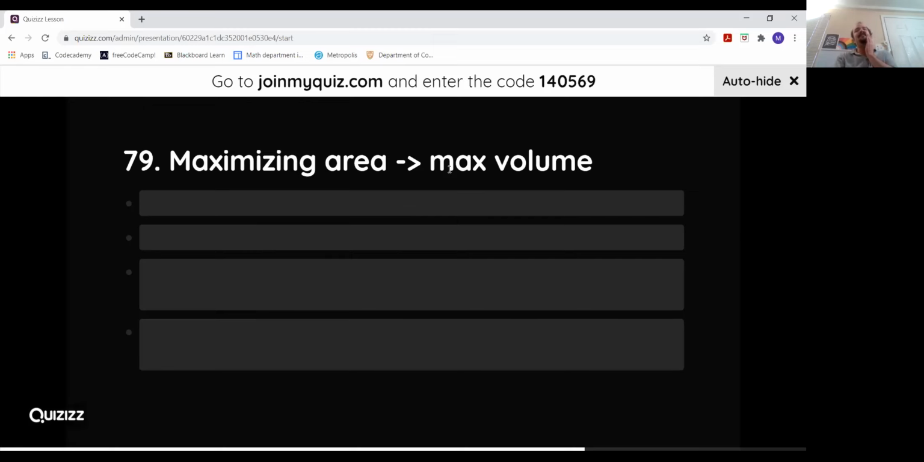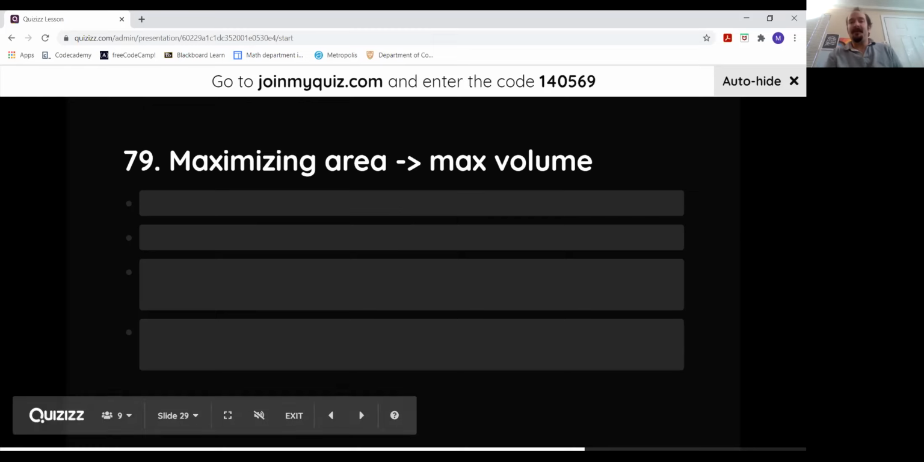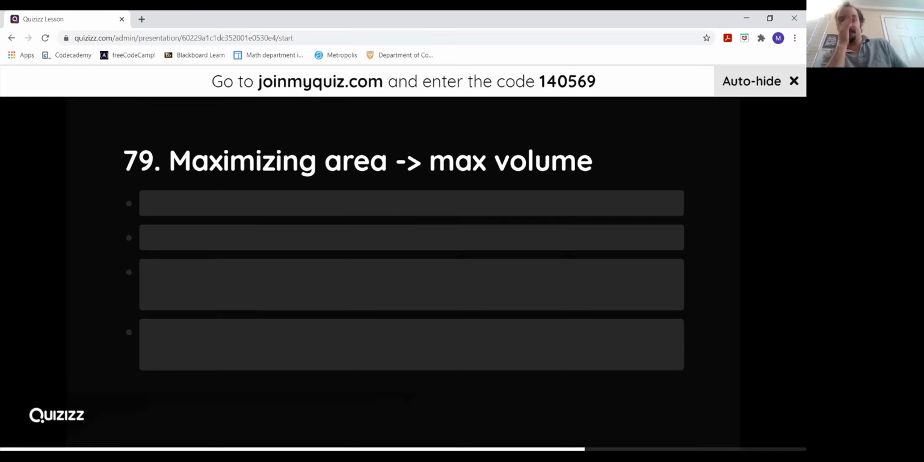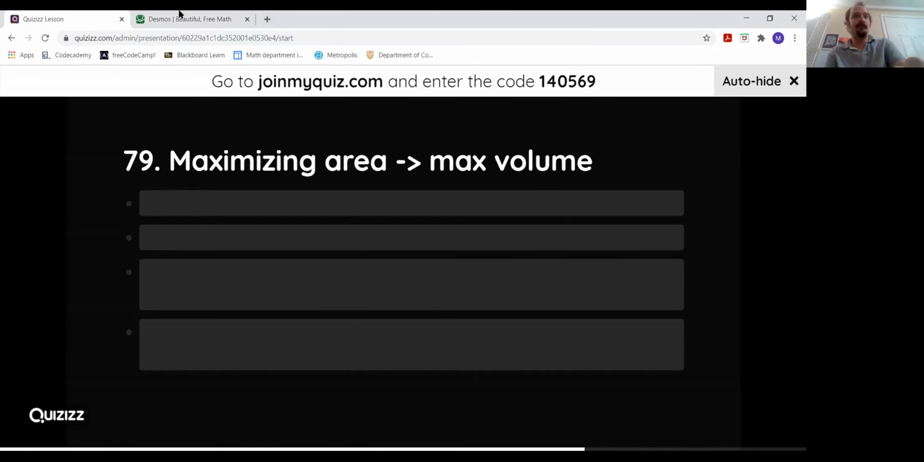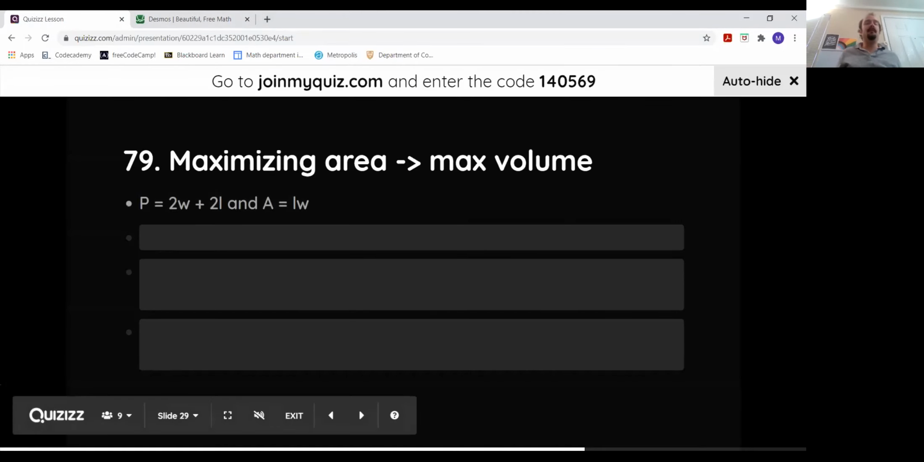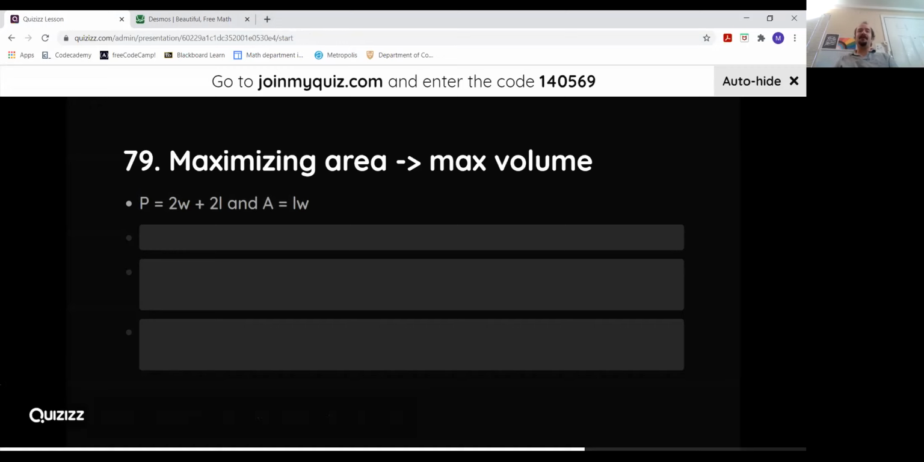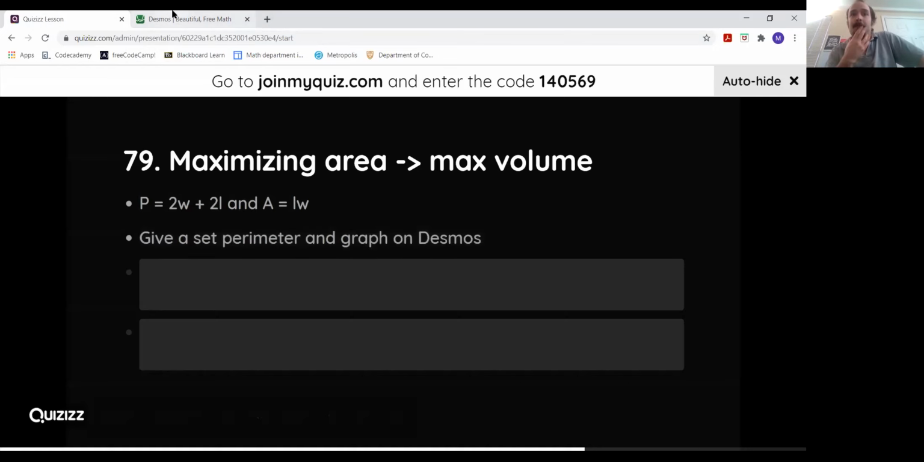Okay, so I want to talk about maximizing area and maximizing volume. If we have something like a perimeter, we know the perimeter of a rectangle is 2 of the width and 2 of the length, and the area is the length times the width.